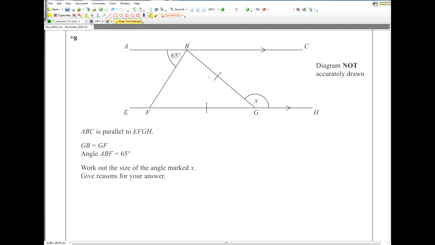Okay. So what that's telling you here, if GB is equal to GF, this line indicates that this length and this length are equal. Also, this angle here is equal to this angle here. These two angles are equal. Ladies, are we concentrating, please? So let's have a look at how we can find out this value here. In order for us to find out this value here, we need to work out this one.